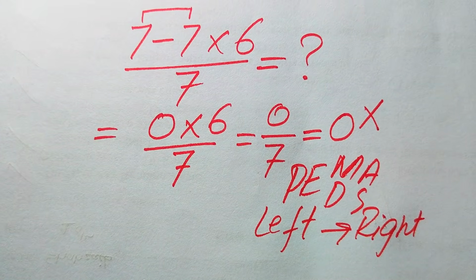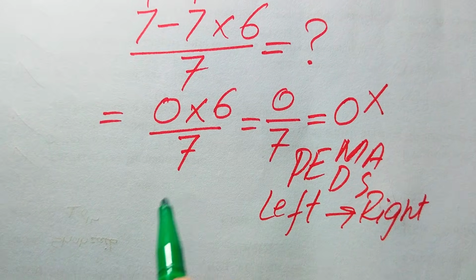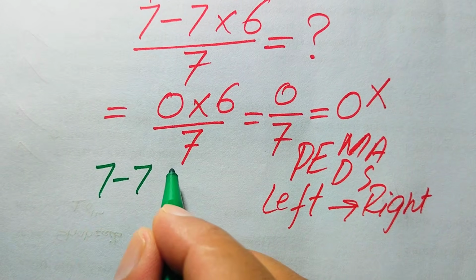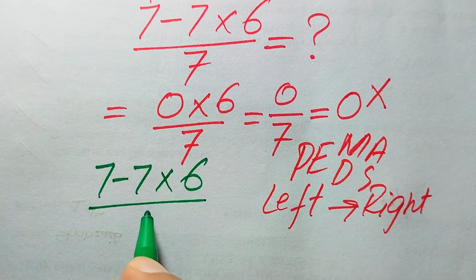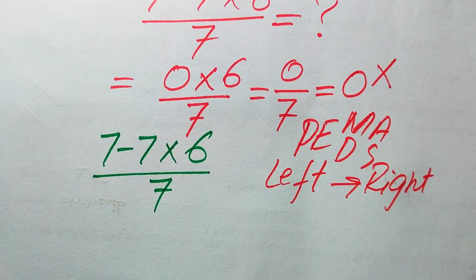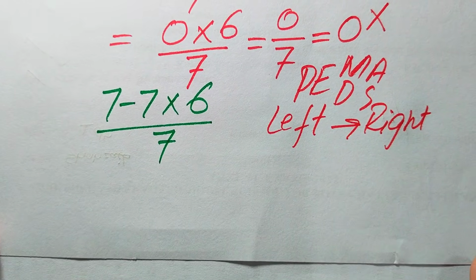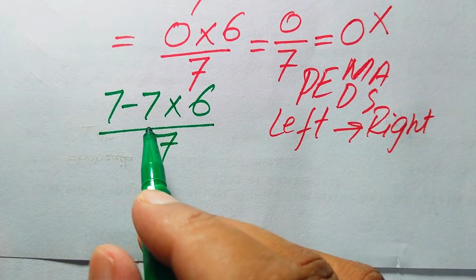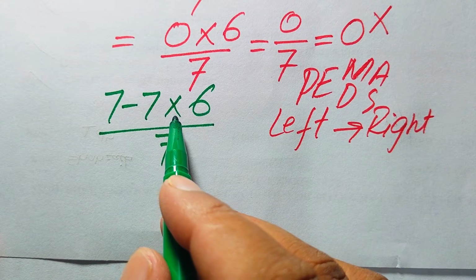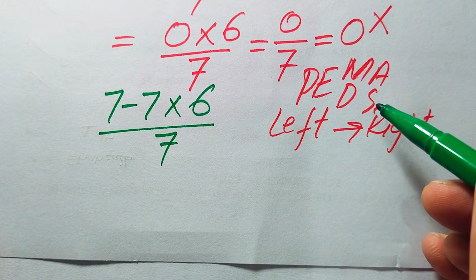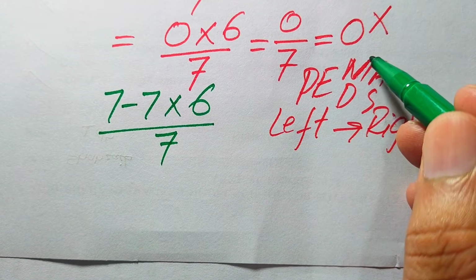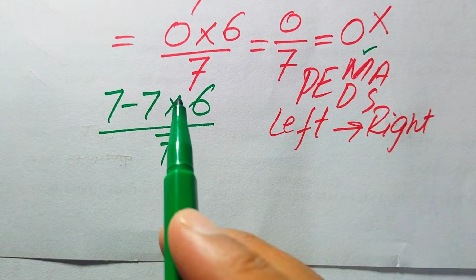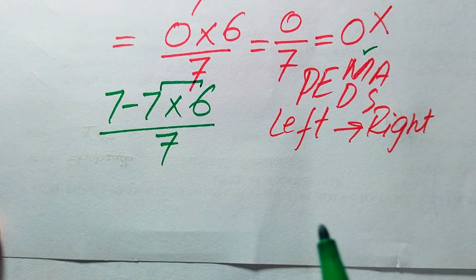Now we focus on the given question statement, and you see that first we copy down the question statement here: 7 minus 7 times 6 over 7. Okay, this is the given question statement. So you see that here we have two operations, subtraction and multiplication. According to this rule, we first give priority to multiplication. It means that we need to solve these two terms first.